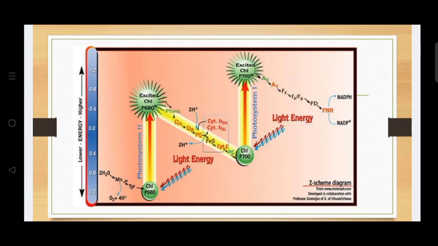Therefore, this electron transport is called non-cyclic electron transport, and the accompanying phosphorylation is non-cyclic photophosphorylation. The non-cyclic electron transport takes place in the form of Z. Hence, it is also called Z scheme. Now let's talk about cyclic photophosphorylation.